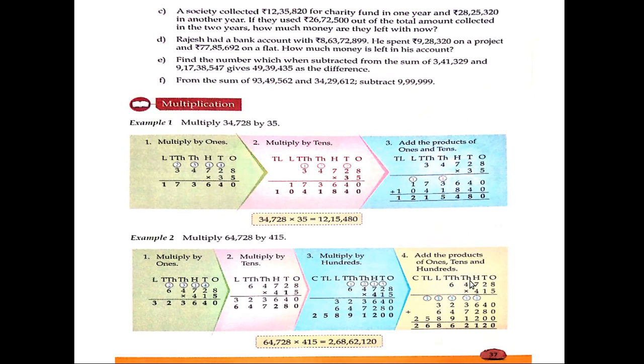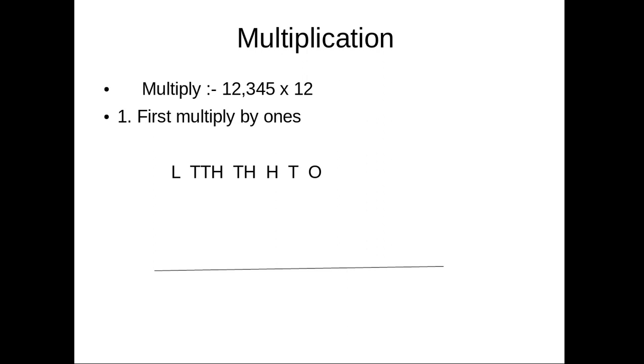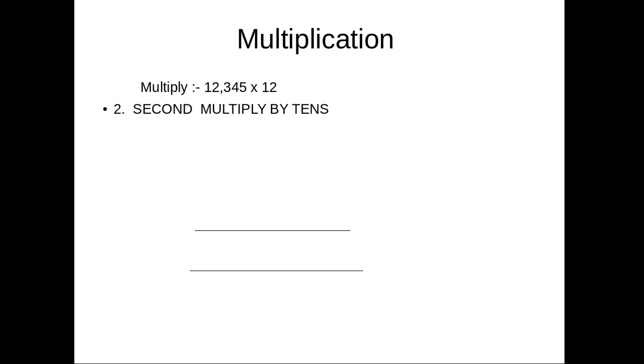Let's see next. Same thing here. See one example of multiplication. Multiply 12,345 by 12. First we multiply by ones, and we get 24,690. Now again we multiply by tens. We multiply by tens and then we get this value.